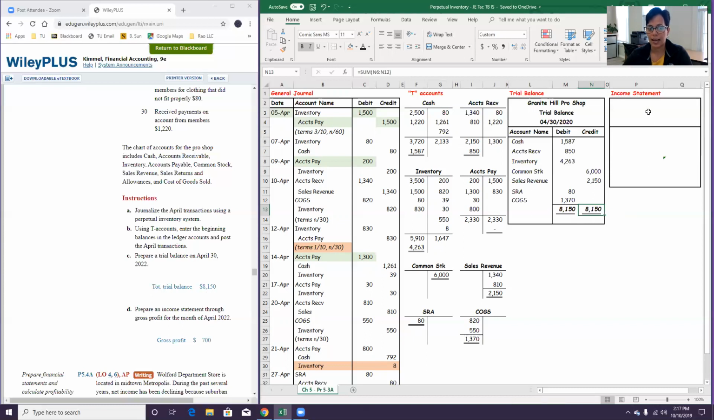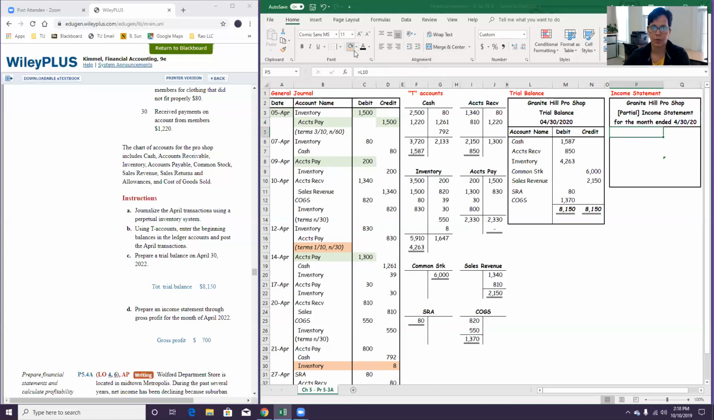Now, the last part is we need to prepare an income statement. Again, an income statement is a financial statement. It's a formal statement. I start out with the name of the company. In the next line, I'll write that it's an income statement, but I'm writing in parentheses "partial" because I don't have all the information to finish the income statement. And the income statement is always for a period in time. In this case, it's for the month ended April 30th, 2020.